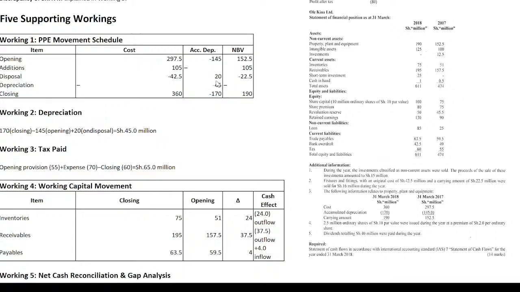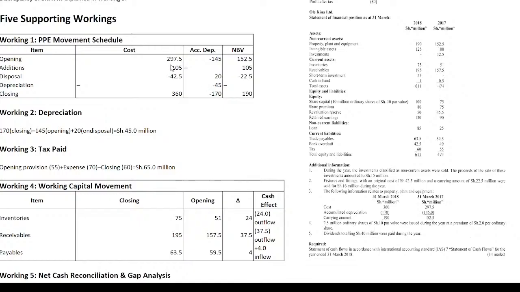So we shall leave that first, and calculate it in our working 2. Our closing depreciation, as you can see, was 170 for 2018, and for 2017 it was 140. We also have the accumulated depreciation which we have calculated here to be 20 on disposal. So you subtract the opening from the closing, and add the accumulated depreciation on disposal, which will give you 45. So our depreciation, when you bring it onto the movement schedule, you have to write it there.